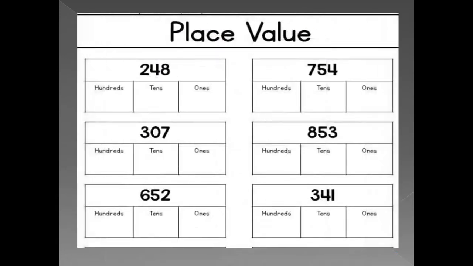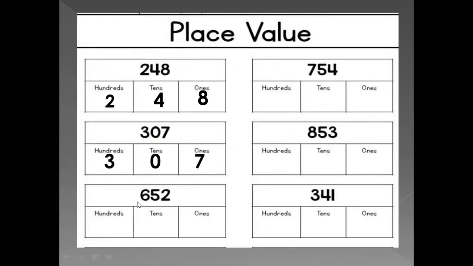Let's take another set of questions. Here we have 3-digit numbers. See the first number, 248. 8 will come in the ones place, 4 in tens place and 2 in hundreds place. So this is 248. See the next one, 307. 7 in ones place, 0 in tens place and 3 in hundreds place.